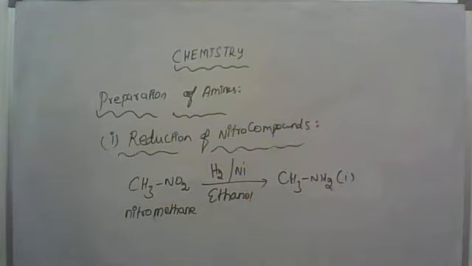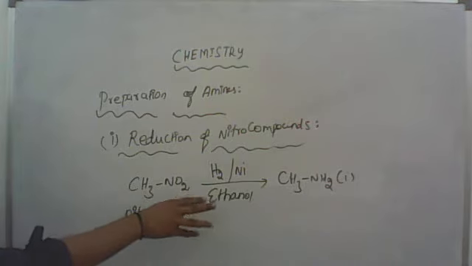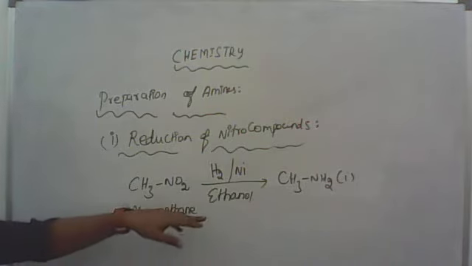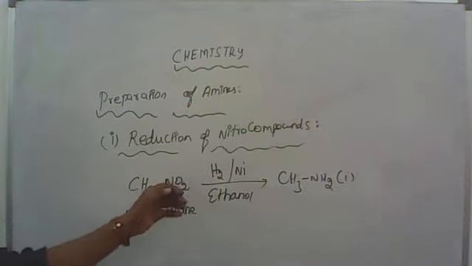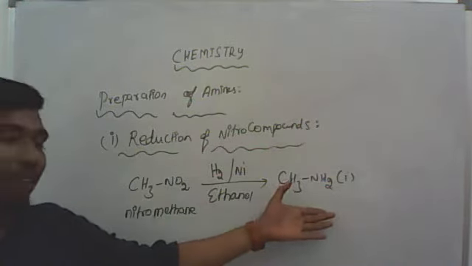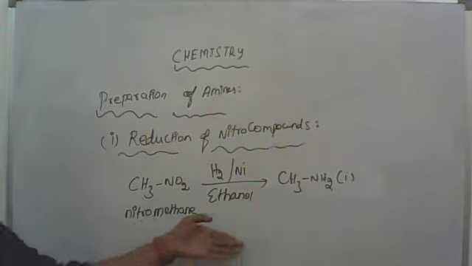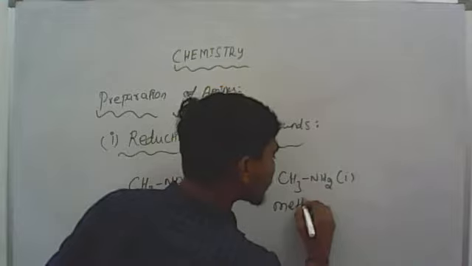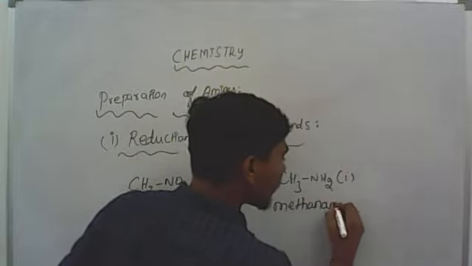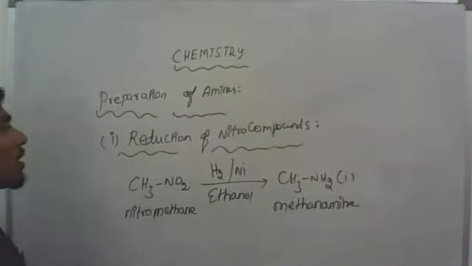So when the hydrogenation reaction, addition of hydrogen, takes place, NO2 is reduced and we get NH2 as the product. So the nitromethane is now converted into methanamine. So it's a primary amine. This is the first method of preparation, reduction of nitro compounds.